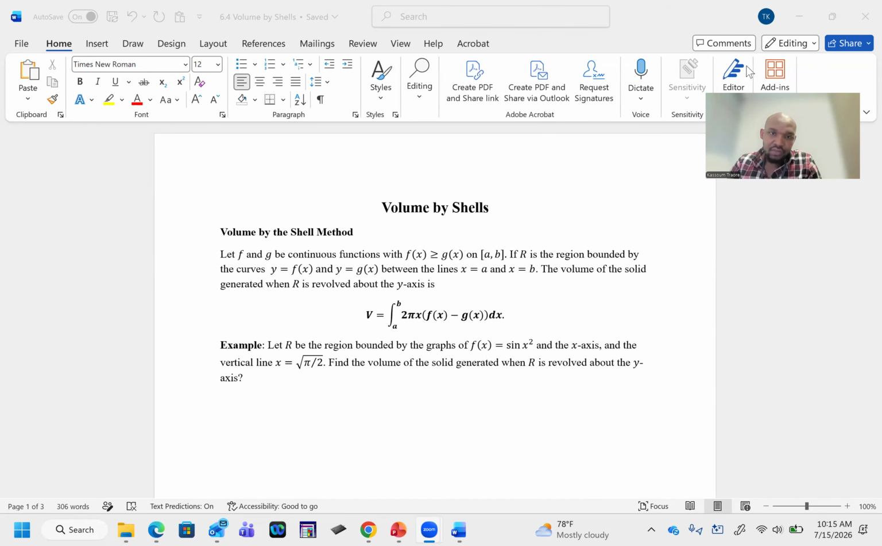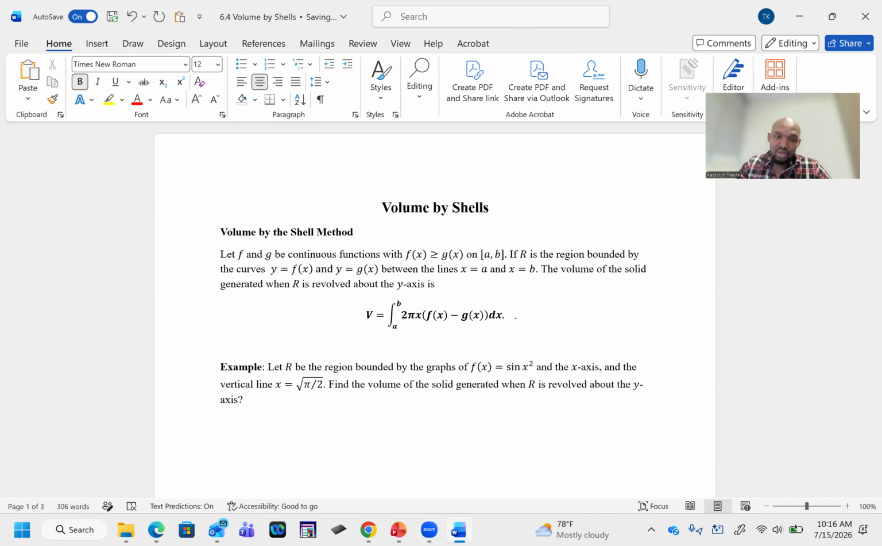Let f and g be continuous functions with f of x greater than or equal to g of x on the interval [a, b]. If R is the region bounded by the curves y equals f of x and y equals g of x, between the lines x equals a and x equals b, the volume of the solid generated when R is revolved about the y-axis, that's important, is V. V is equal to the integral from a to b of 2 pi x times (f of x minus g of x) dx. So again, this is the formula for shells.